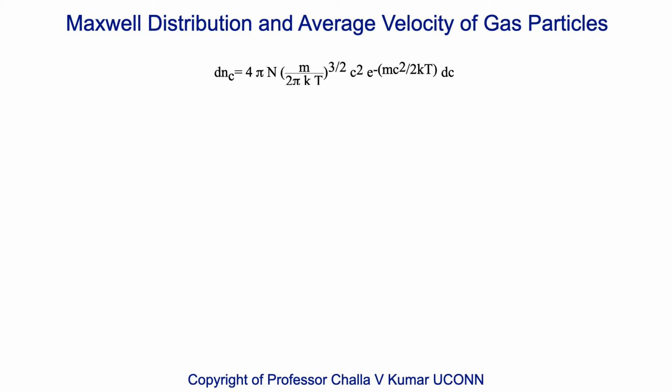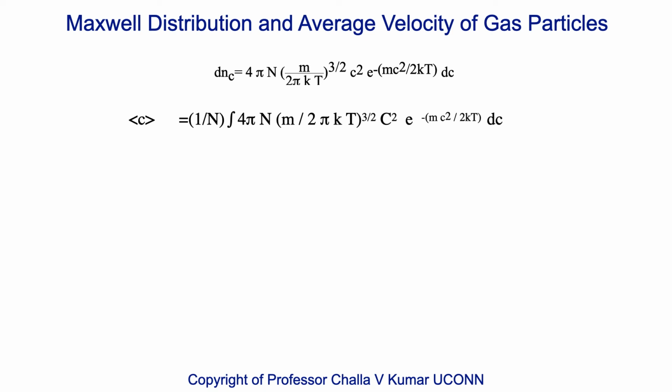So this is the same expression we talked about in the previous slide. dn_c equals a constant raised to power 3/2 at constant temperature, c squared, the quadratic term, e to the power minus m c squared by 2kT, the exponentially decaying term, multiplied by dc. So now, as we discussed, we can integrate on both sides if you wish, right? So if you were to then integrate, you can get the average.